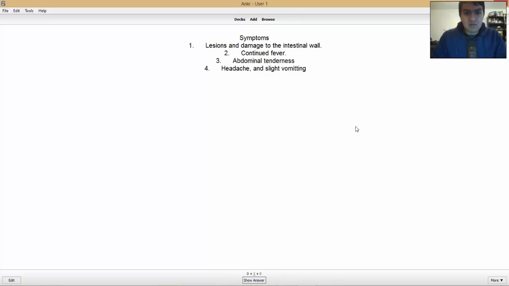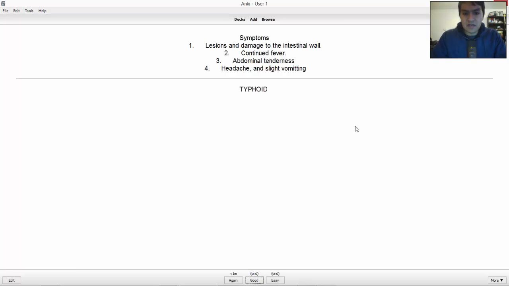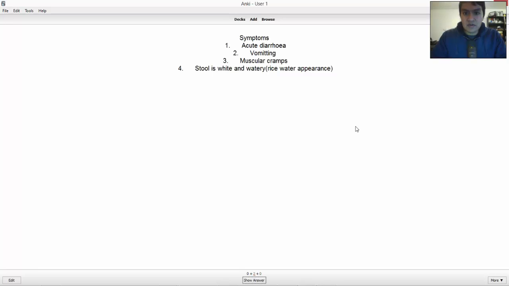Okay. Symptoms: lesions and damage to the intestinal wall, continuing fever, abdominal tenderness, headache, and slight vomiting. Told you there's a lot of things that are in common. This one would be typhoid. Yep. Acute diarrhea, vomiting, muscle cramps, stool is white and watery, rice water appearance. This one would be cholera.